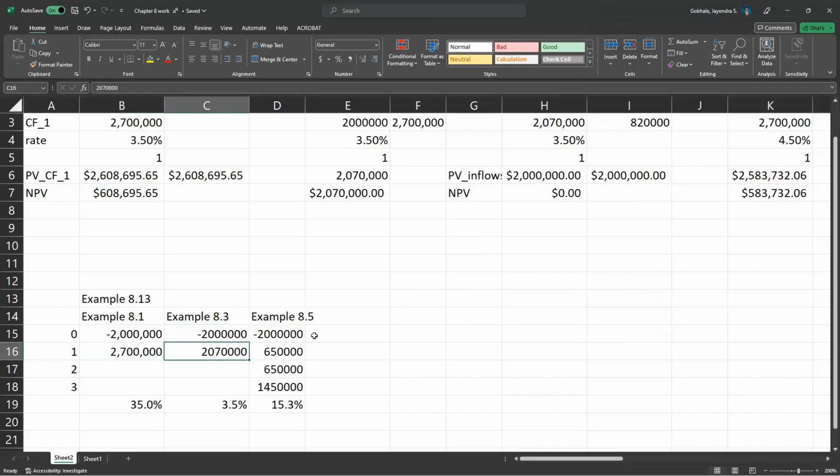So we can see that the initial project produces an internal rate of return of 35%, whereas investing in bonds, since it's the opportunity cost of capital, gives us 3.5%, which is the opportunity cost of capital. And the project will give us 15.3%.